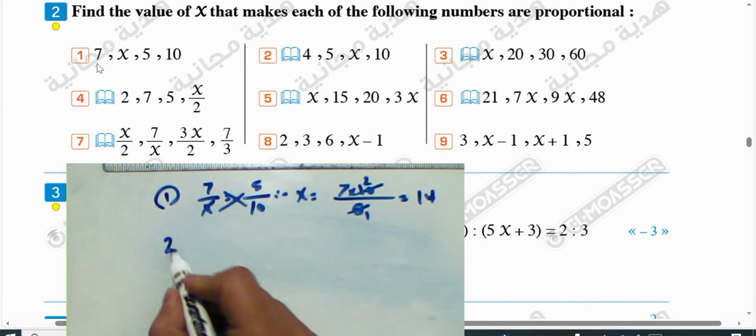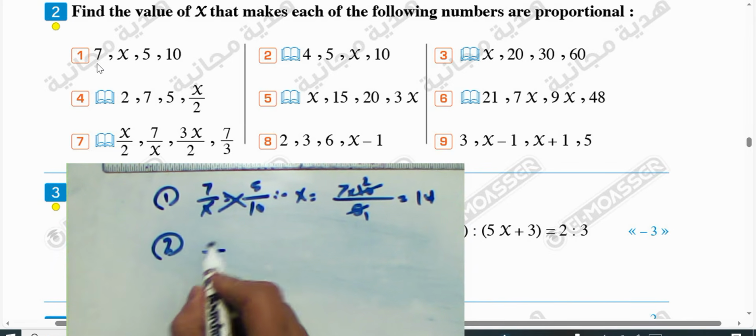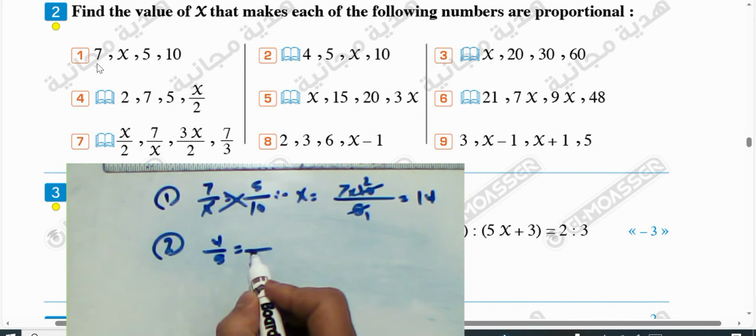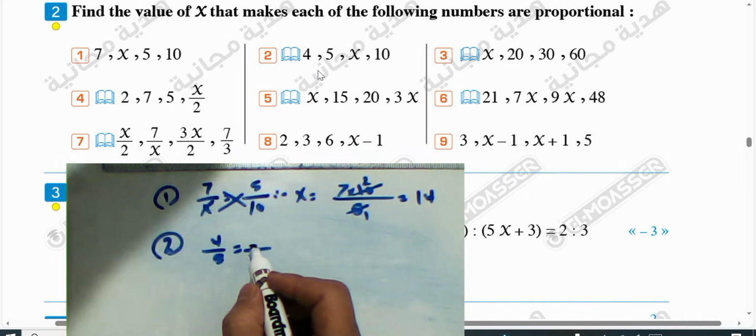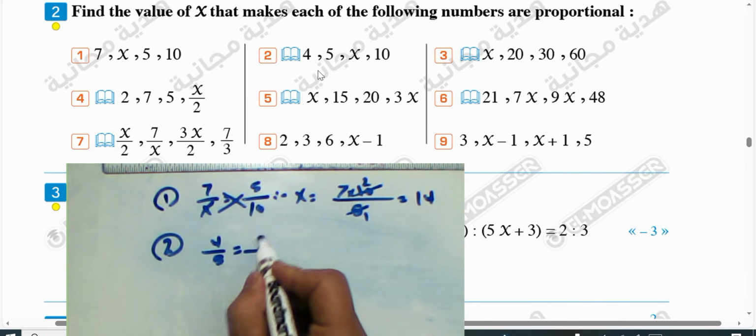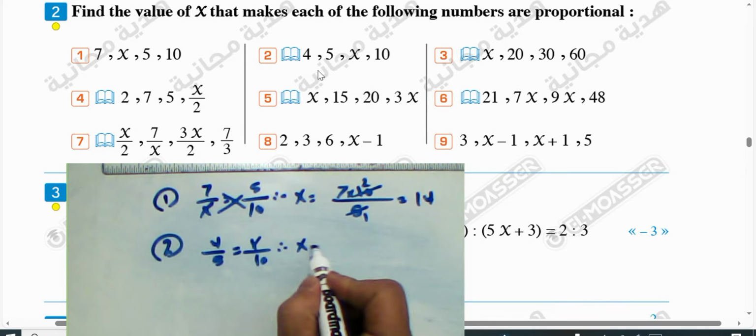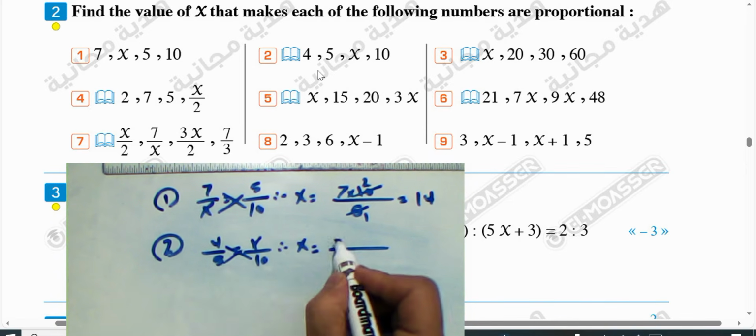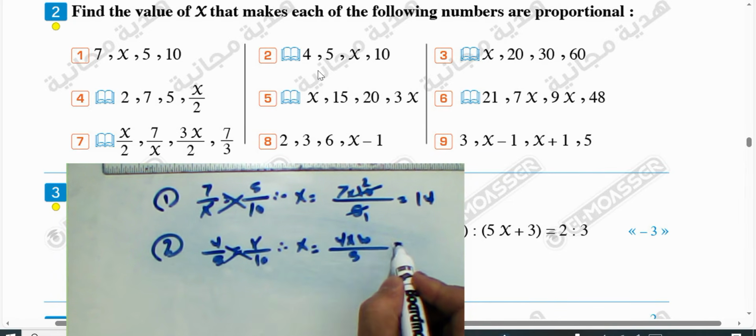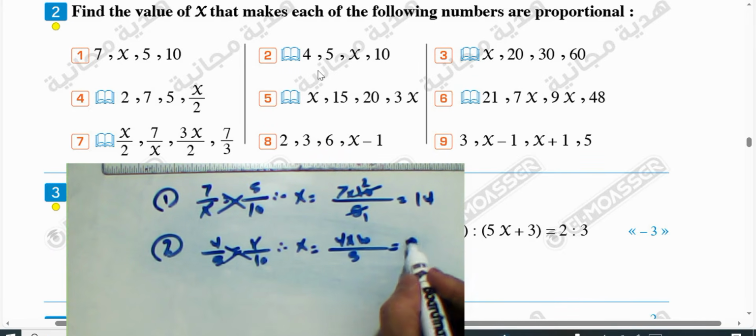Question number 2. 4 over 5. Look at here. Question number 2. 4 over 5 equal x over 10. The value of x equal, we can write 4 times 10 over 5. 40 divided by 5 equal 8.